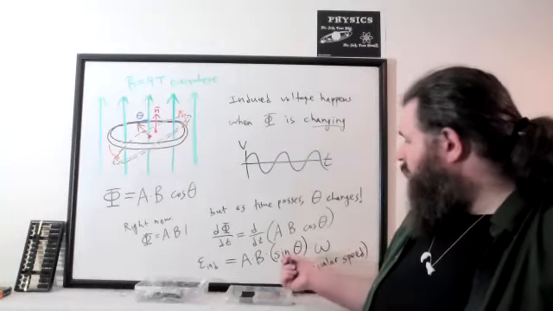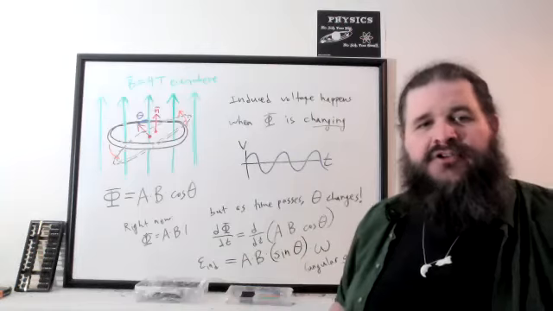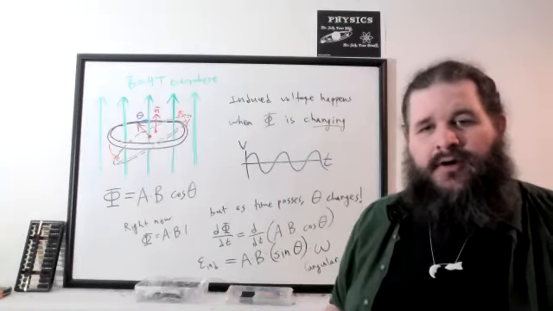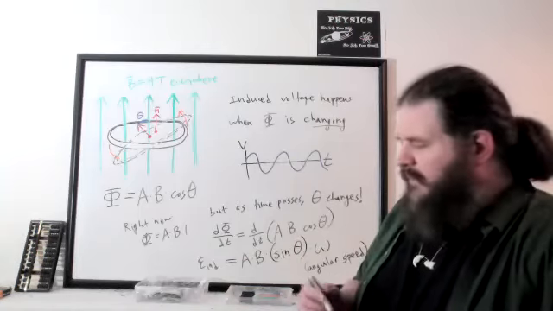So that gives us how much voltage, and then to get how much current, you would divide that by resistance as before. But let's see if we can figure out the direction.